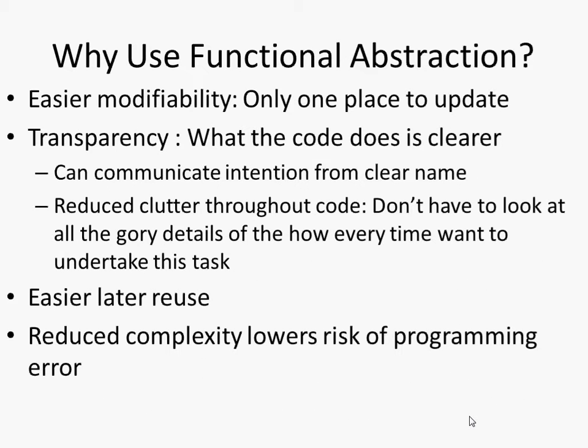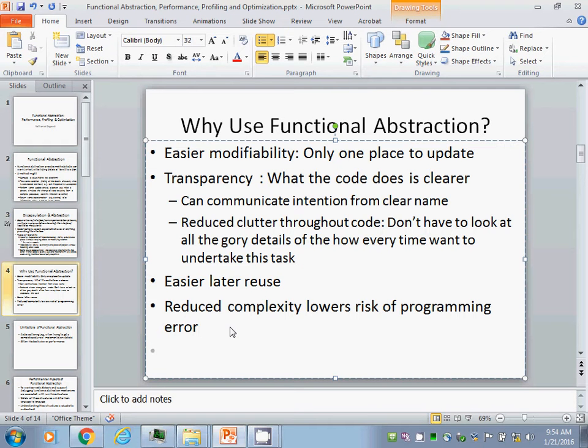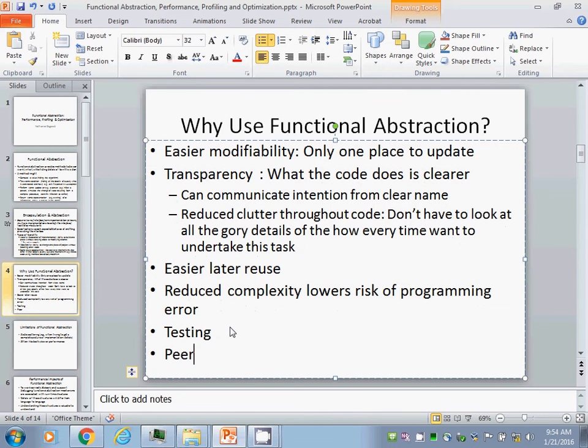These are not exhaustive, but easier modifiability, transparency, easier later reuse, and reduced complexity on the part of someone looking at the code, reasoning about it, trying to debug it, trying to test it. Really testing should be in here, and probably easier peer review should be in here because it's clear what the contract is. Testing, peer review.